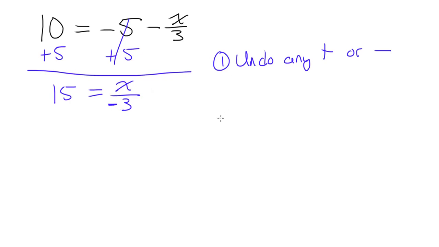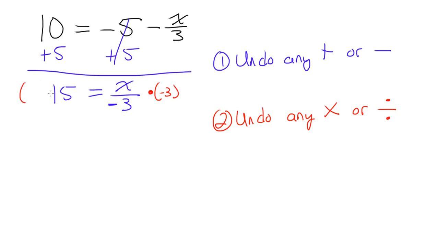And we come to our second step, which is undo any multiplication or division. So here I have to undo division by negative 3, which means I need to multiply both sides of this equation by negative 3. Over here on the right side, these cancel each other out, leaving me with my x. And on the left side, I have negative 3 times 15, which is negative 45.